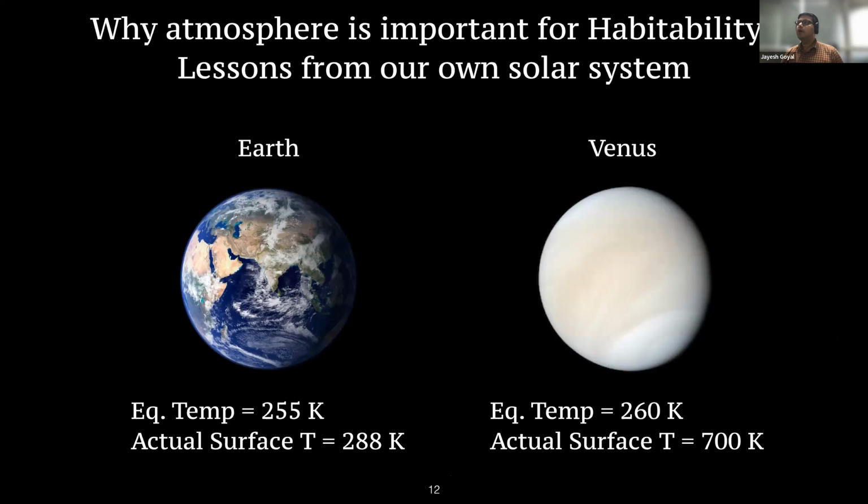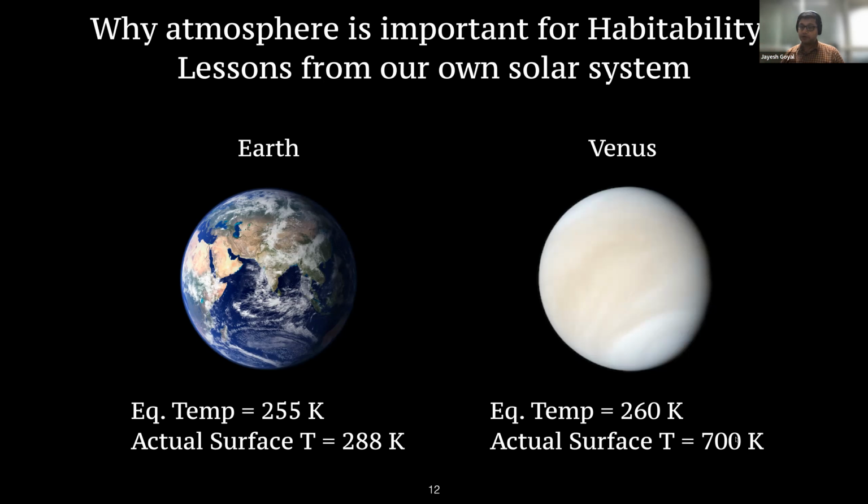Okay, and why is the atmosphere important for habitability? We can learn the lesson from our own solar system. Here we have two twin planets, Earth and Venus. They have almost similar size, but if you look at their temperatures, the equilibrium temperature of Earth is 255 Kelvin, but the actual surface temperature is 288 Kelvin. While for Venus, the equilibrium temperature is 260 Kelvin, but the actual surface temperature is 700 Kelvin. So that's a big difference. The actual surface temperature is governed by what the atmosphere is made up of, its atmospheric composition, the radiative transfer, the energy balance. So 288 Kelvin makes life possible on Earth, but 700 Kelvin makes Venus hellish. There is no way life can flourish there.